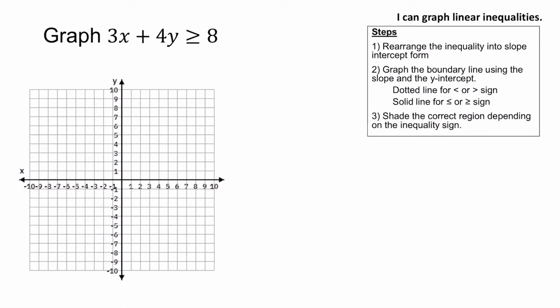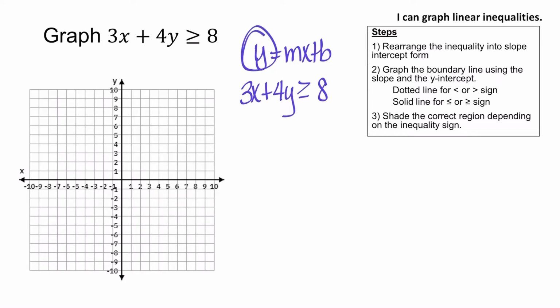Now let's graph 3x plus 4y is greater than or equal to 8. If we think about slope-intercept form, this is not in slope-intercept form, so I need to do some rearranging. Remember that in slope-intercept form, my y is basically by itself. So I'm going to do opposite operations until I get y by itself in this inequality.